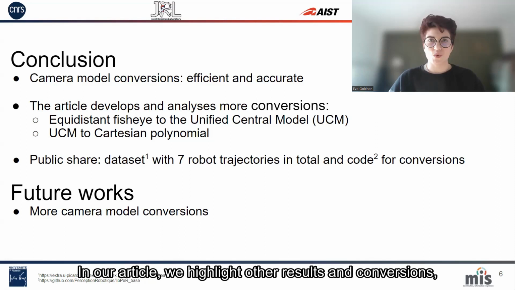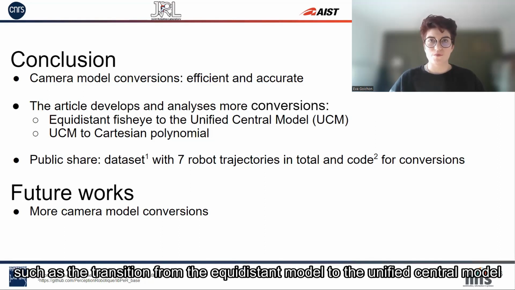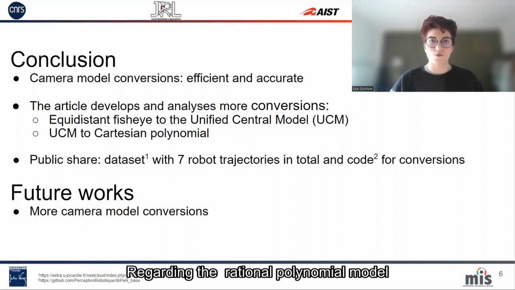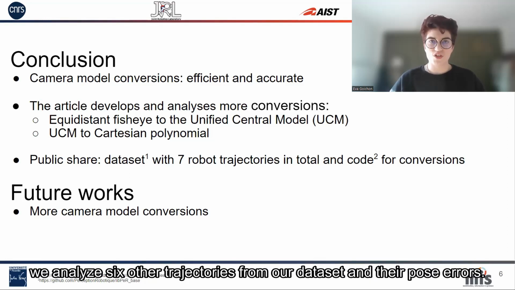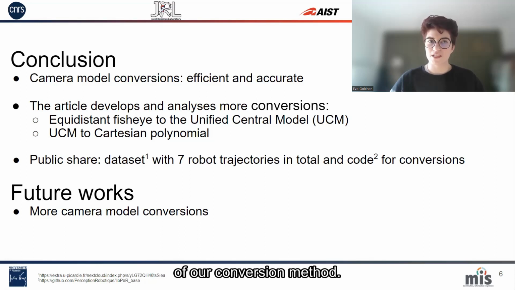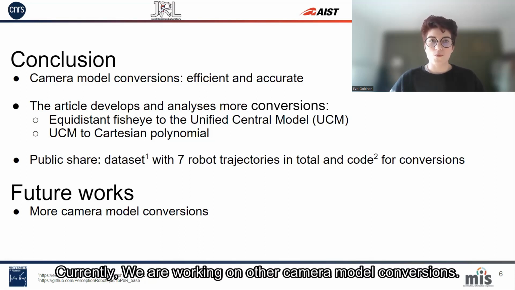In our article, we highlight other results and conversions, such as the transition from the equidistant model to the unified central model, and from the unified central model to the polynomial Cartesian model. Regarding the rational polynomial model to Brown-Conrady model conversion, we analyze 6 other trajectories from our dataset and their pose errors. Altogether, this demonstrates the effectiveness and importance of our conversion method. Currently, we are working on other camera model conversions.